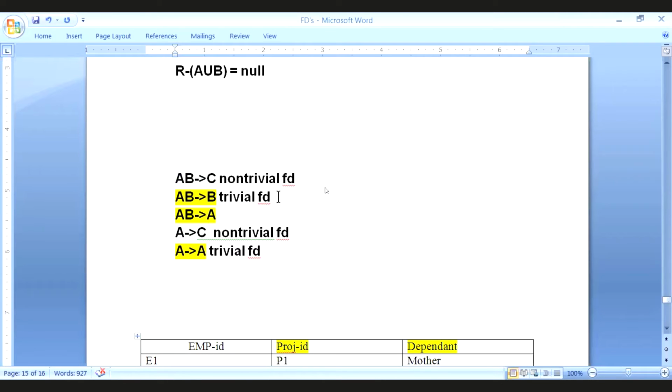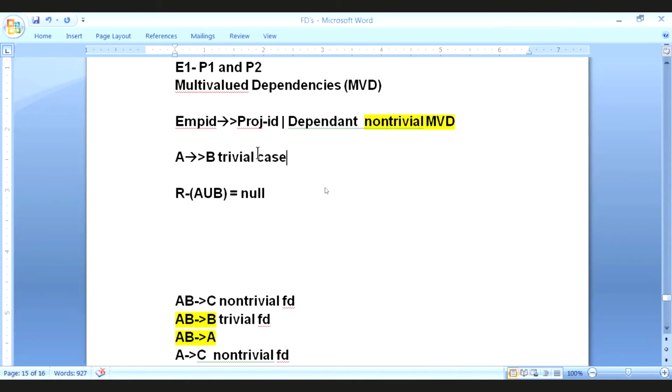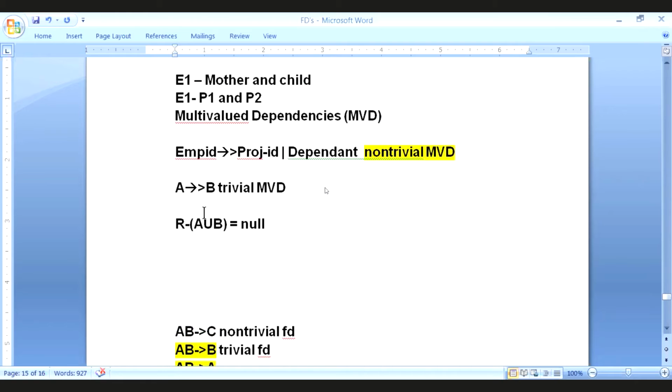Okay. So trivial, where it is one. Yeah, trivial MVD. So this is an example of trivial MVD. If somebody asks you what is a trivial MVD, you will say a trivial MVD is when A multi-determines B and R minus A union B is equal to phi or null. Clear? Okay. Now, what does 4NF say?